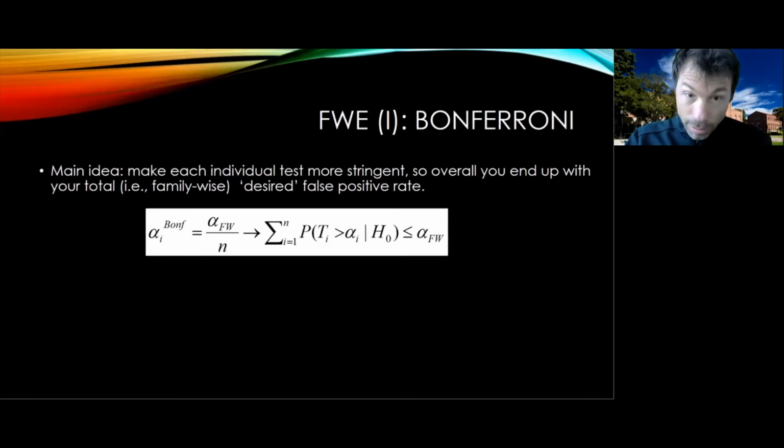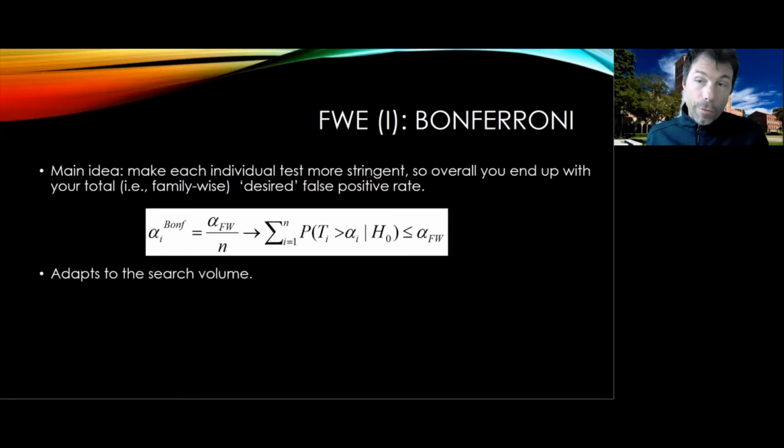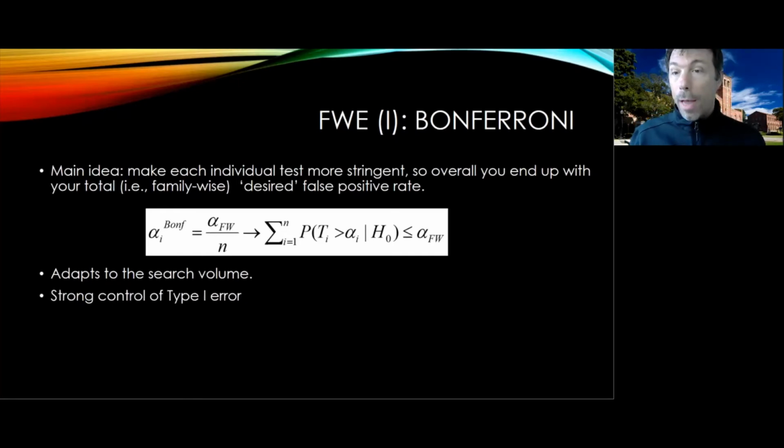Now, the good side of this is that it adapts to the search volume. So the greater the search volume, the greater the correction; the smaller the search volume, the smaller the correction. It also has a very strong control of type 1 errors. In other words, you're very unlikely to make any false positive claims. It prevents you from having inflated alpha errors. However, it does come at the cost of a lot of type 2 errors, a lot of false negatives.